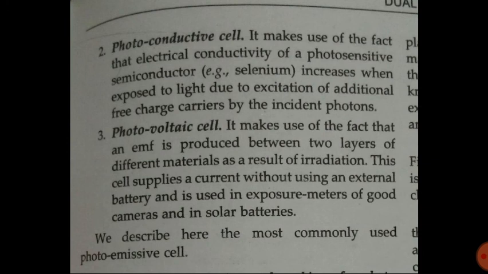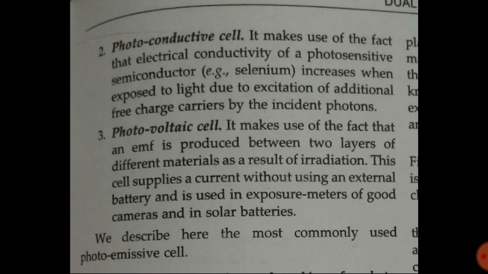Third is the photovoltaic cell. It makes use of the fact that an EMF is produced between two layers of different materials as a result of irradiation. This cell supplies a current without using an external battery and is used in exposure meters of good cameras and in solar batteries.